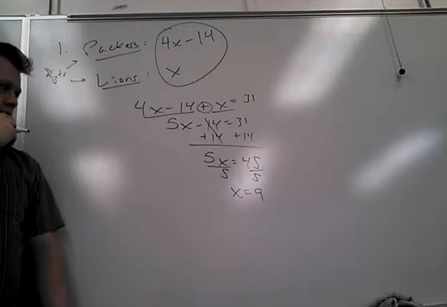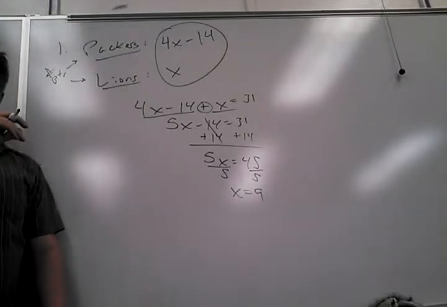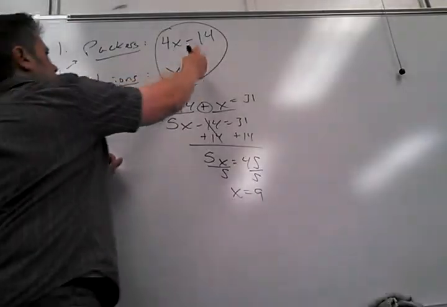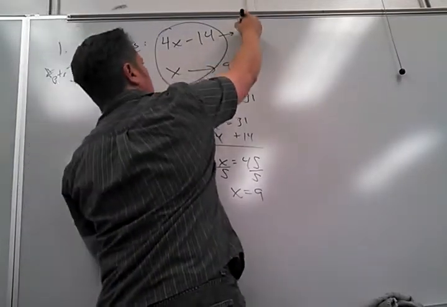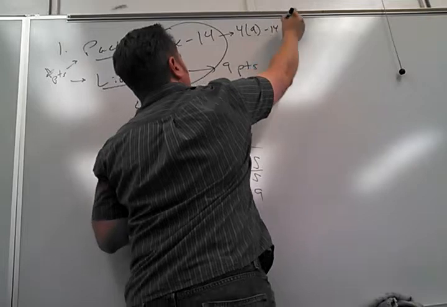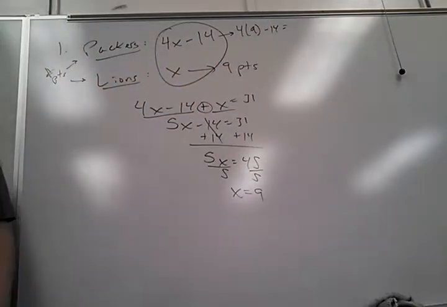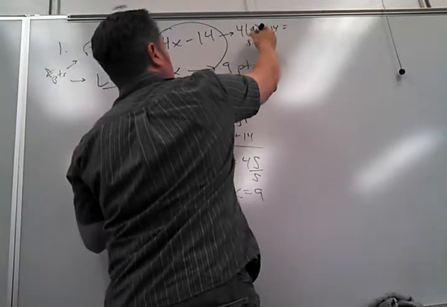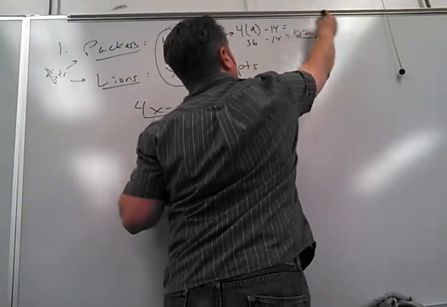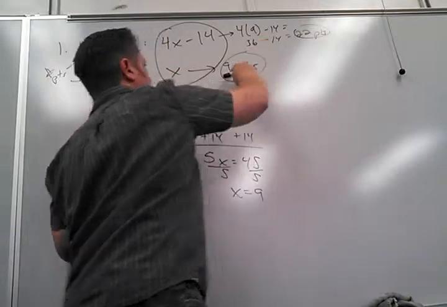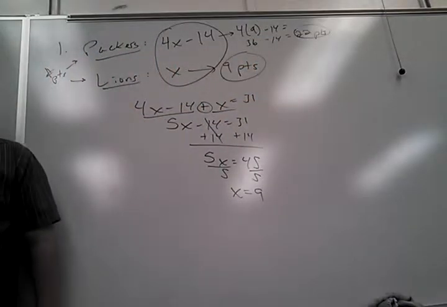Okay. And what does that mean? I mean, don't leave it like that. The Lions scored 9 points, and then the Packers scored the rest. So 4 times 9 minus 14. 36 minus 14. 22 points. And to check it, 22 plus 9 is 31. So it looks pretty good.